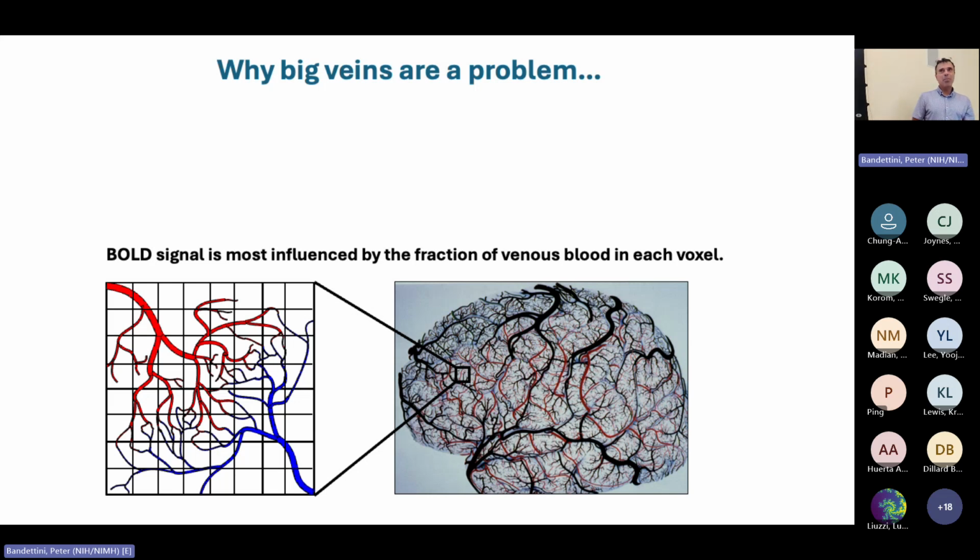So your signal will be multiplied 20 times. Your vessel signal will be 20 times larger than a capillary signal, just because of how the voxels sample the blood.